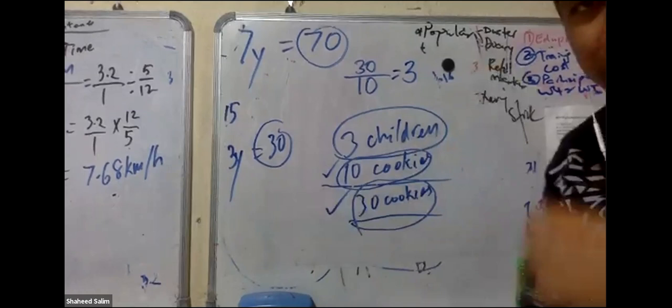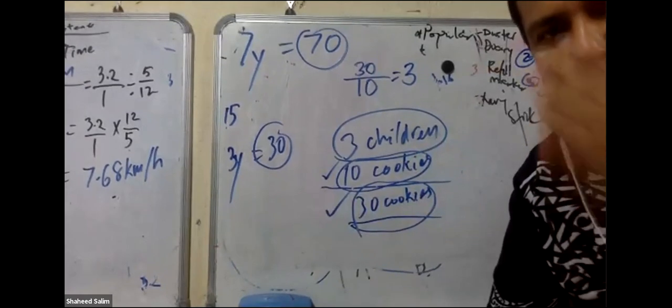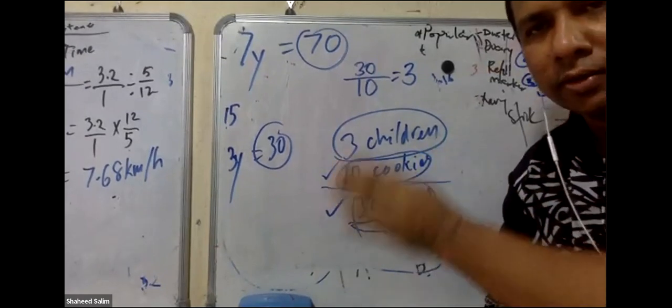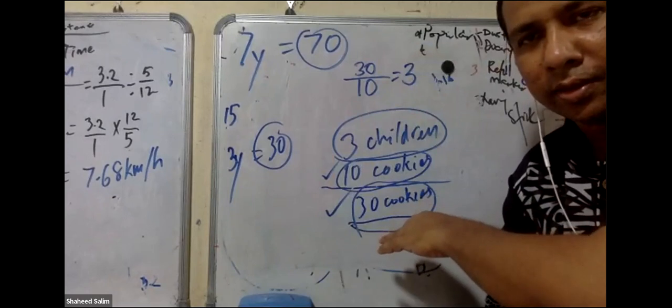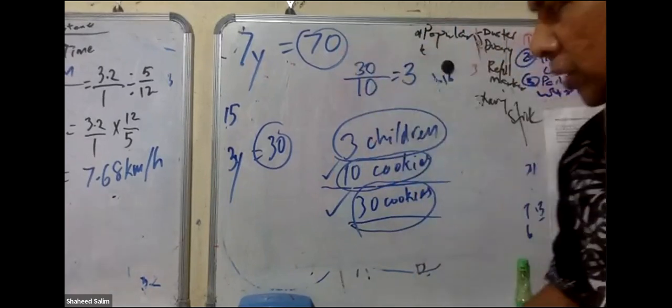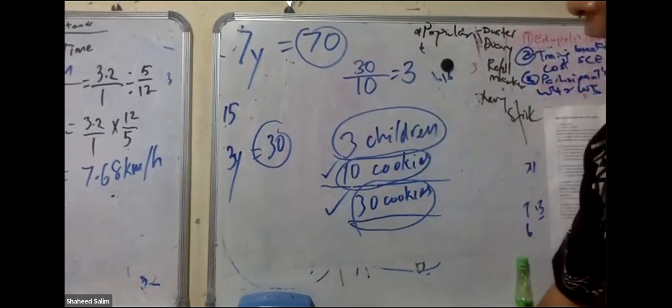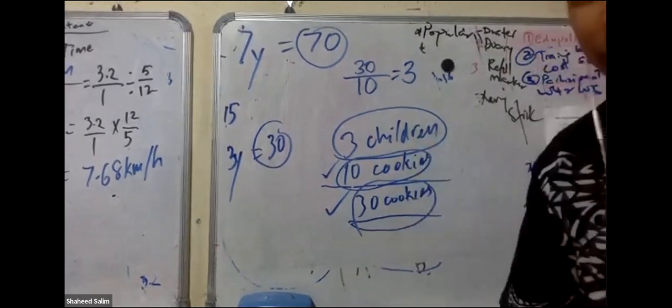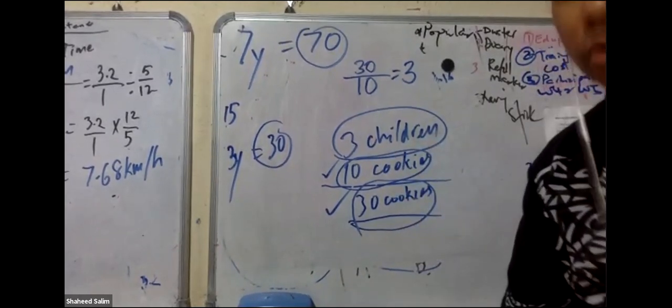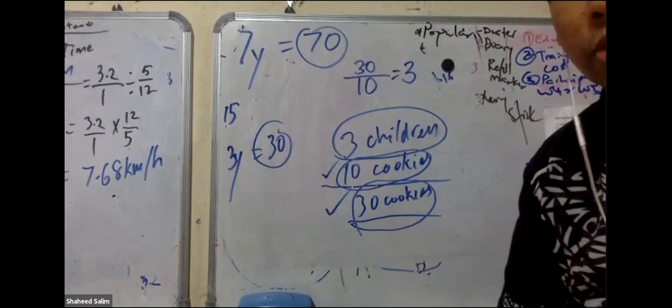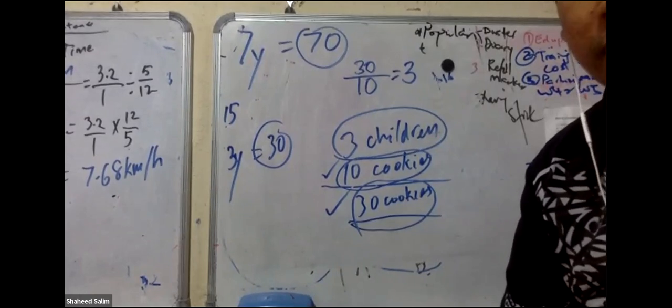You must know this step. Do you understand this step? Raihana, you understand the step? Shafika, you understand this step? Zahira, yes. Sophia, yes. So now, how many cookies did the children receive? You must know that first. Who knows? How many cookies did the children receive? Anyone?